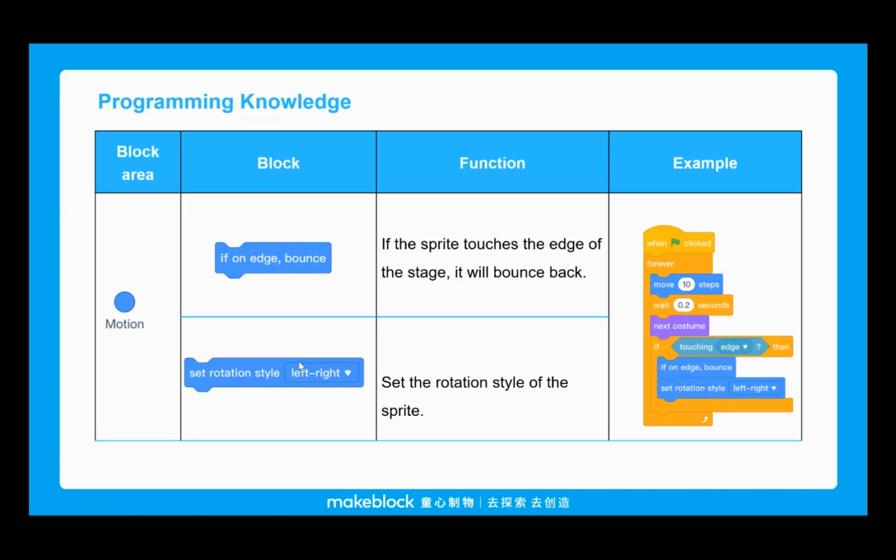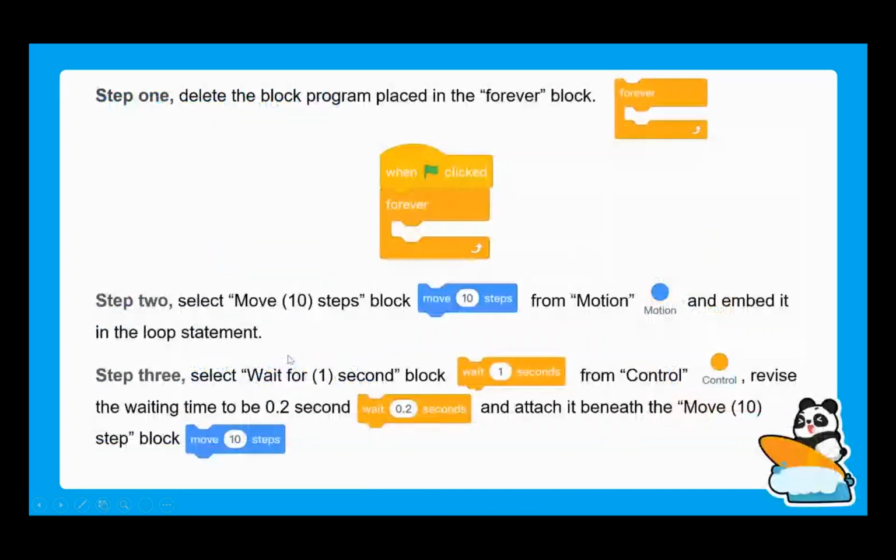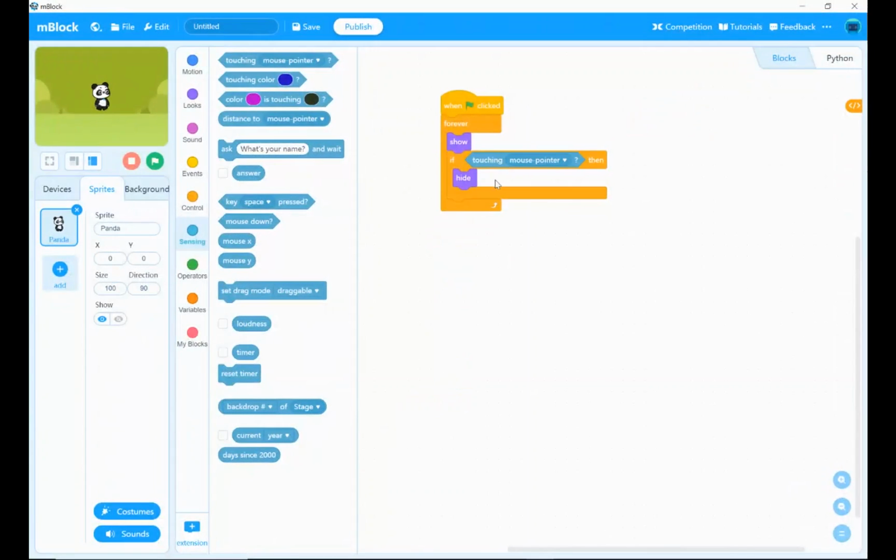But we can also control exactly what happens when it bounces the other way. So we can set the rotation style of the sprite. I'll show you this in more detail in a second as well, but you'll see that there's lots of options within it. But first of all, we're going to start to build this up. So we're going to use a couple of blocks that we're already using.